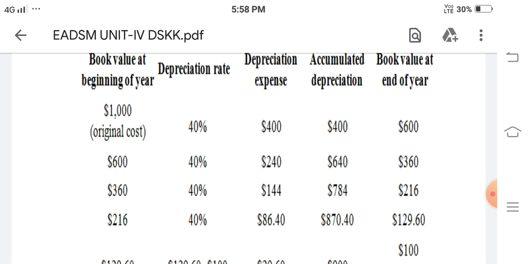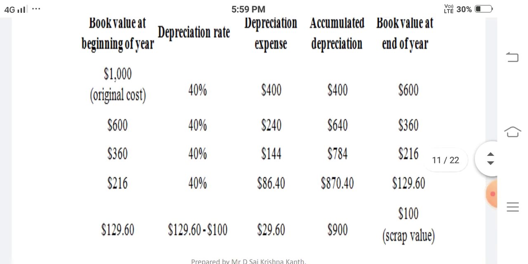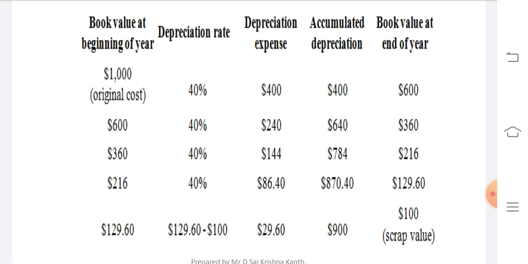So the book value at the end of the third year, or the start of the fourth year, is 216 rupees. Similarly, 40% of 216, which is 86 rupees, is subtracted, so the book value at the end of the fourth year is 129 rupees 60 paise, which is the same as the book value at the start of the fifth year.